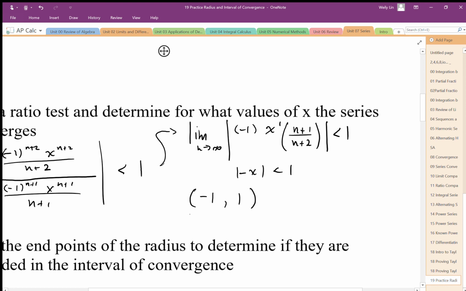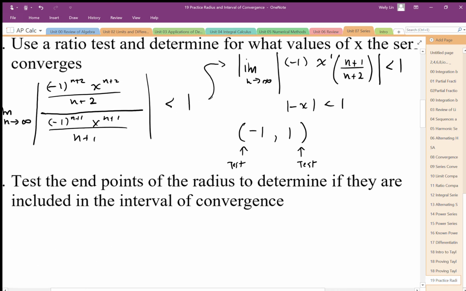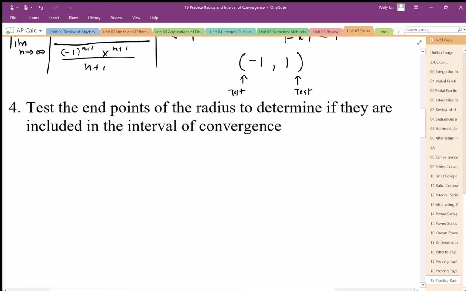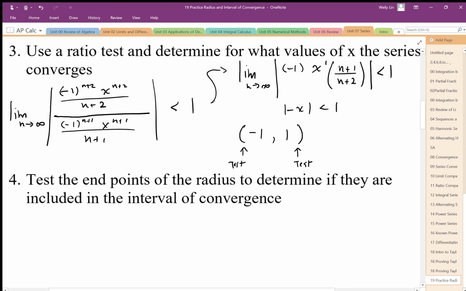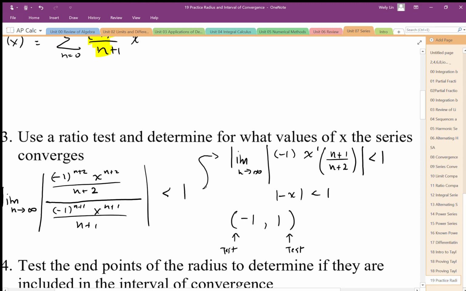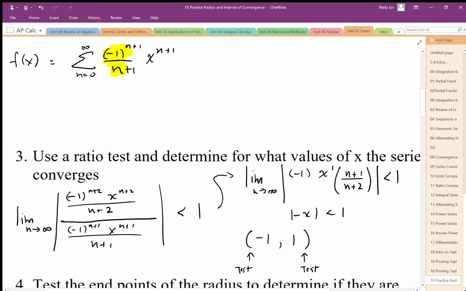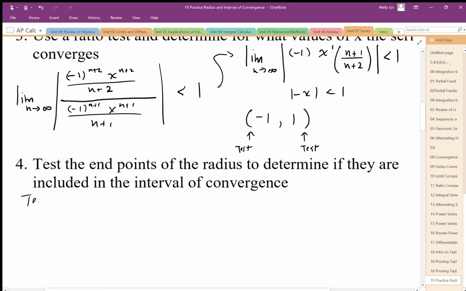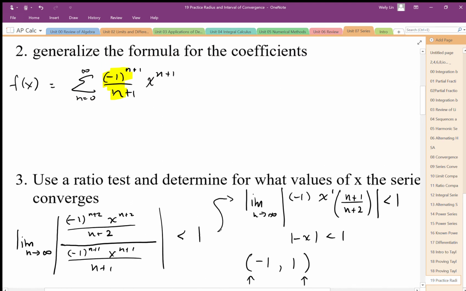Okay, now these need to be tested. We need to test both endpoints. Okay, so that's our next step then. We're going to test the endpoints for the radius to determine if they're included in the interval of convergence. So to do this, we're just going to substitute into our original series. So we're going to let x equal, to start with, negative 1. So we're going to test x equals negative 1. And what does that look like when I plug it in?